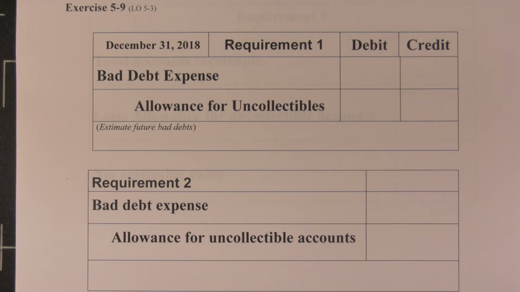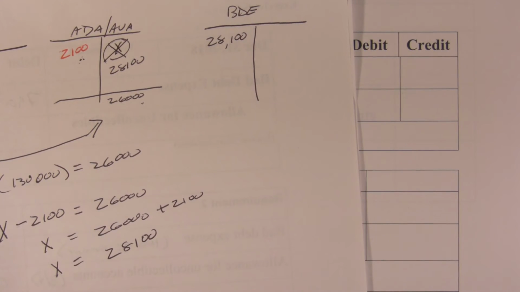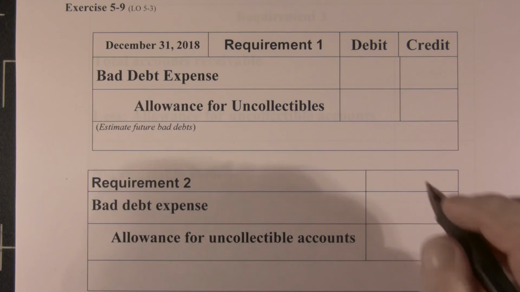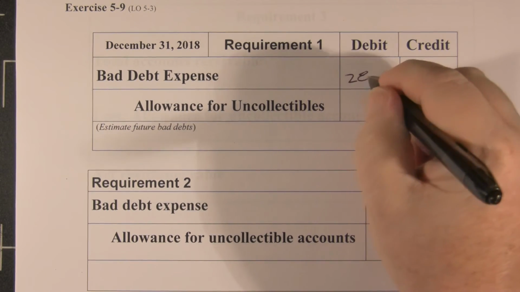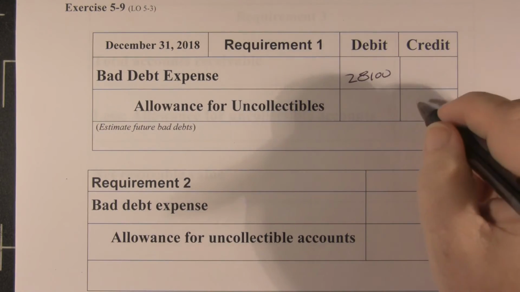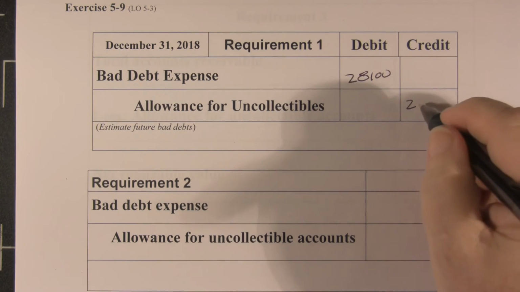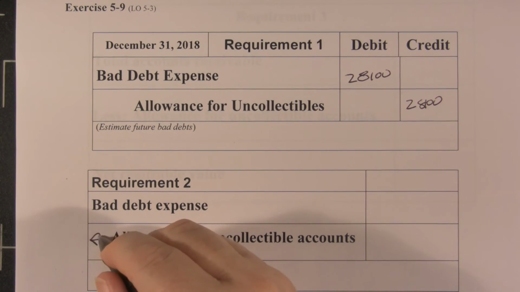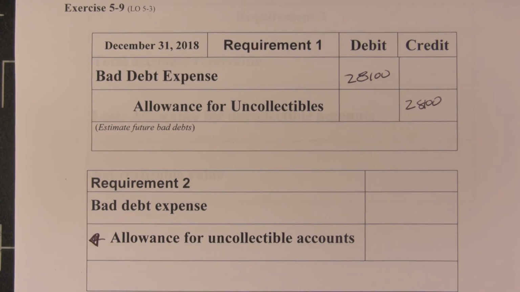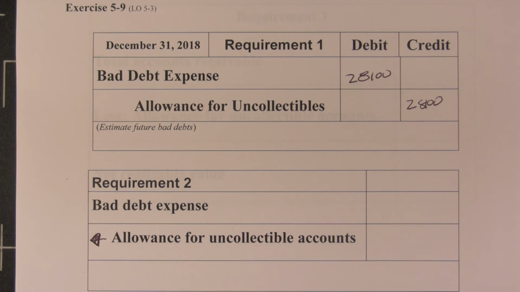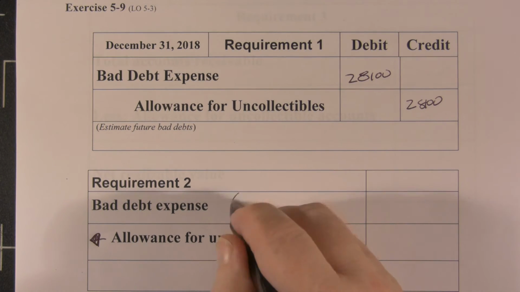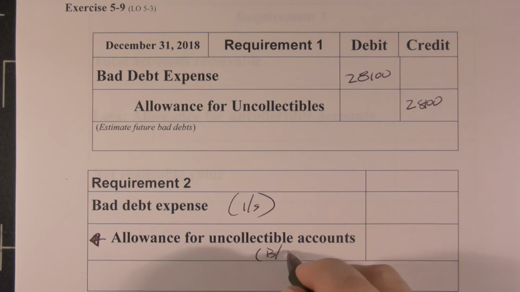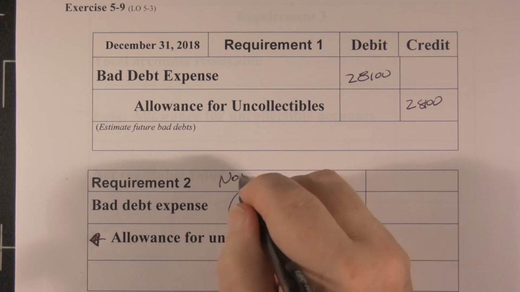So, our bad debt expense and our allowance for doubtful accounts, 28,100. So, debit bad debt expense, 28,100. Credit allowance for doubtful accounts, 28,100. Now this should not be indented because this is not a journal entry. This is just saying how would they appear in the income statement and how would they appear in the balance sheet. This is not a journal entry.